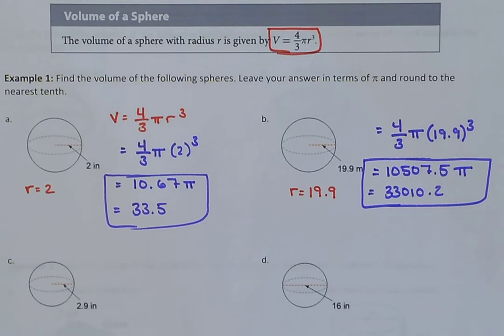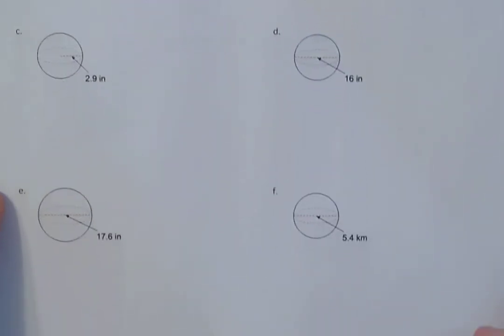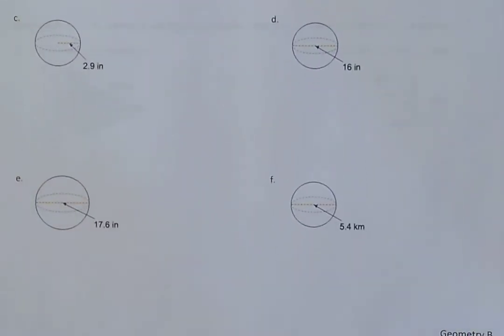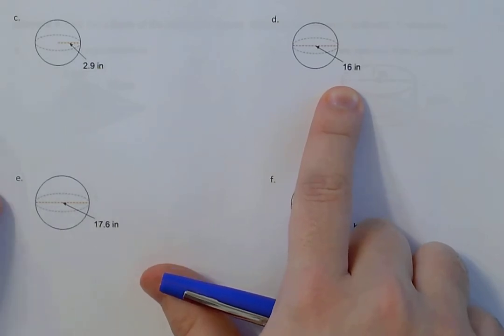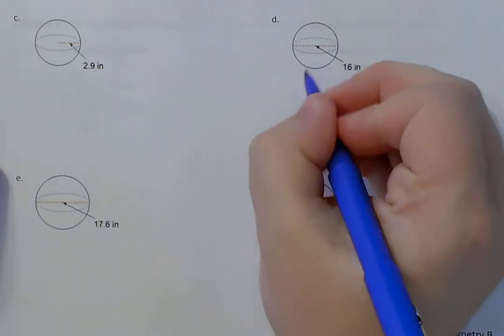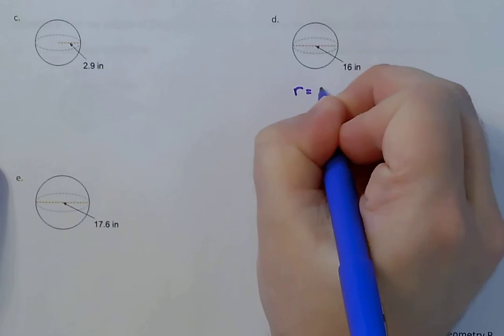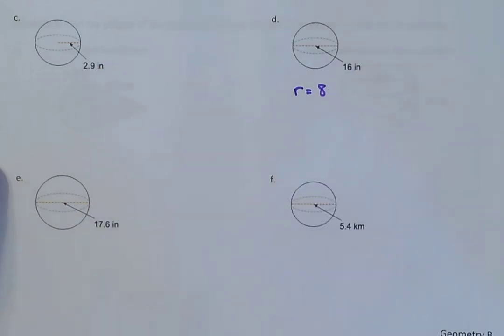Now, like I said, sometimes they won't tell you the radius, but they'll tell you the diameter. You should be well practiced now, after talking about volume and area of different shapes, on how to figure out the radius when you are told the diameter. So for D, they tell us our diameter is 16. So that means our radius is 8. It's just half of 16.